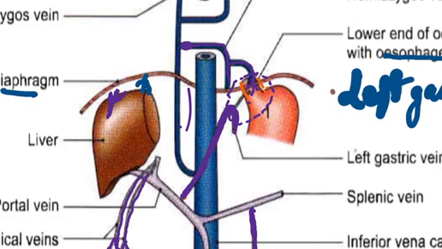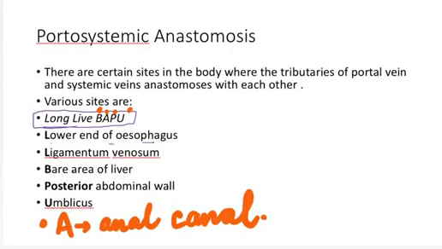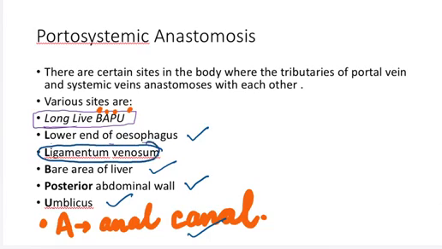Now after this bare area of the liver, we have ligamentum venosum. To understand what is ligamentum venosum, so we have done with lower end of esophagus, we have done with bare area of the liver, we have taken posterior abdominal wall, we have taken umbilicus, we have taken anal canal, and now what is left is the ligamentum venosum. Now to understand what is ligamentum venosum, you must know a little bit about the fetal circulation.